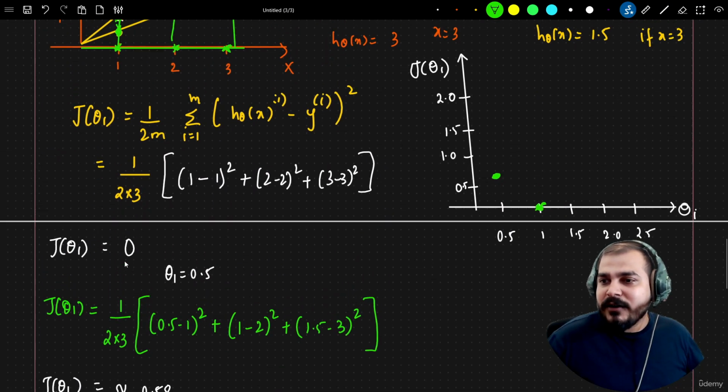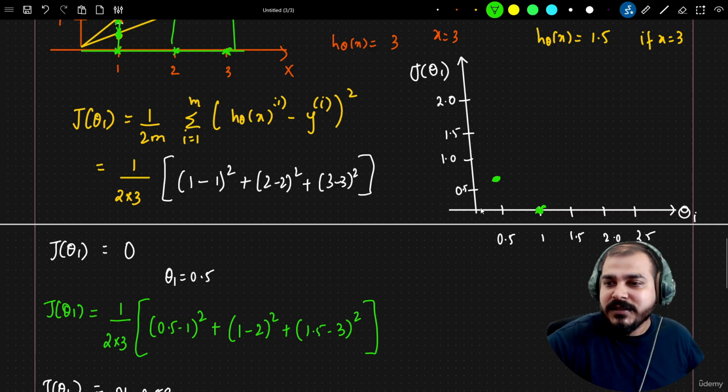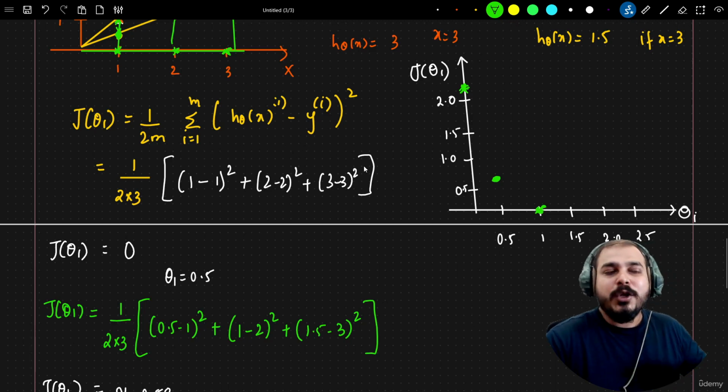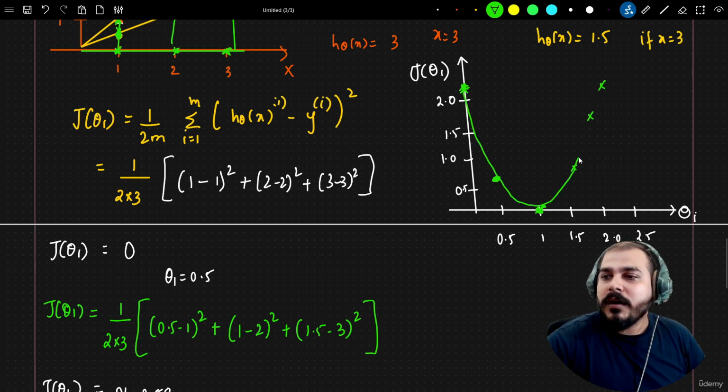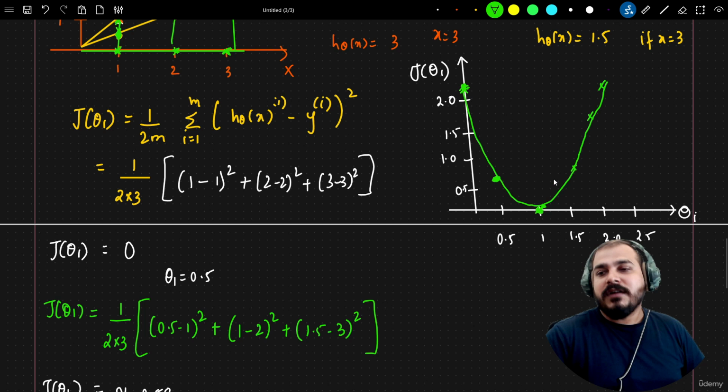Now here, if I try to plot this, when my theta 1 is 0, I'm getting somewhere around 2.3, which is somewhere over here, right, at this particular point. Now, if I keep on continuing with different theta 1 values, after some points, you will see that I will be getting this kind of curve. Okay? This kind of curve.